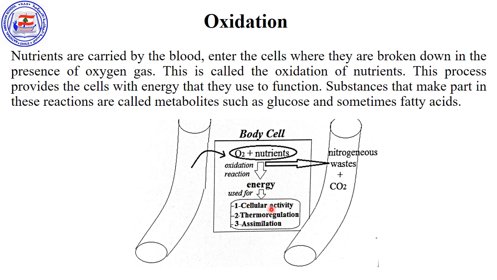The energy is used for cellular activity, thermoregulation, which is the regulation of body temperature, and also for assimilation. We will see assimilation later. Substances that take part in these reactions are called metabolites, such as glucose and sometimes fatty acids. So the nutrients in this reaction are called metabolites.